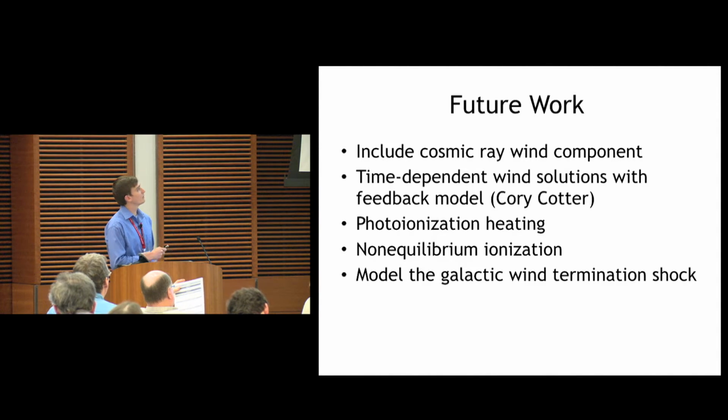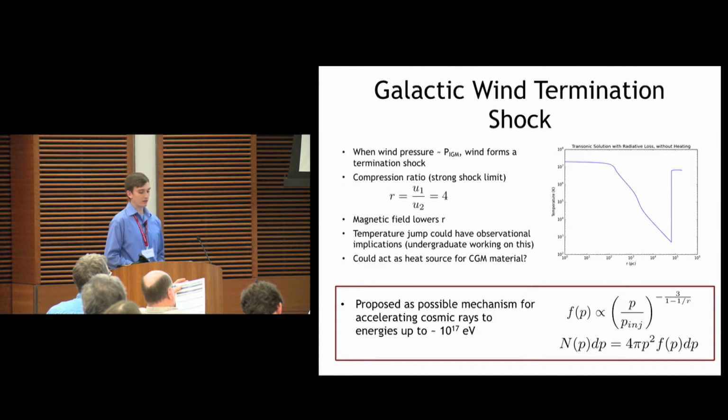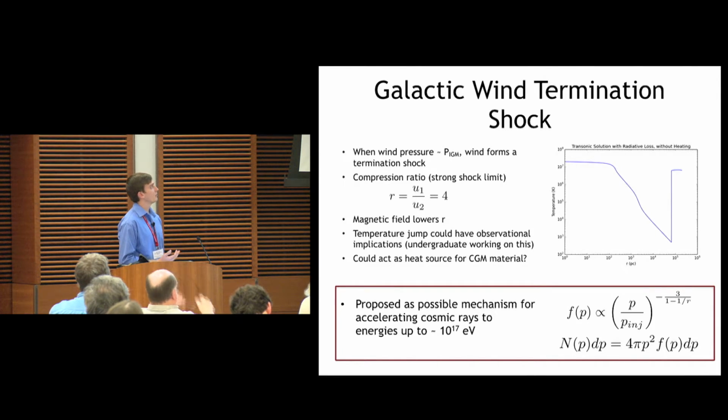We want to look at non-equilibrium ionization, and we also want to model the galactic wind termination shock. So in my last minute or two, I want to talk about modeling the galactic wind termination shock. You can do this in a fairly simple way using our model. You can find the total pressure of the wind. When you set that equal to the pressure of the surrounding IGM, the wind will form a termination shock. Our model can give densities, temperatures, velocities, sound speeds, and we're able to get the compression ratio at that shock.